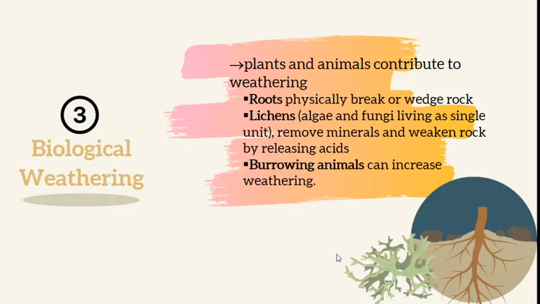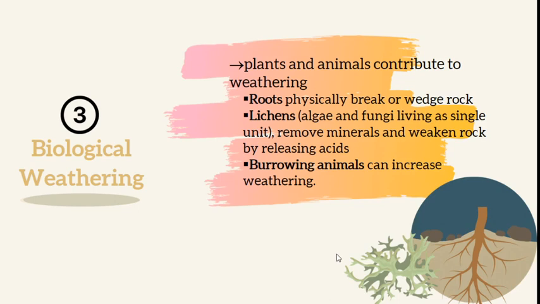Next type, we have biological weathering. When you say biological weathering, it involves the disintegration of rock and mineral due to the chemical and or physical agents of an organism. The types of organism that can cause weathering range from bacteria to plants to animals.